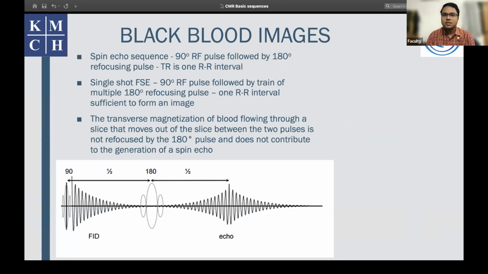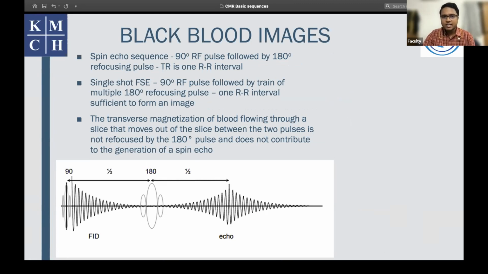Coming to the first set of sequences, the black blood images. Black blood images are nothing but routine spin echo sequences. So we saw what a spin echo sequence is. It consists of a 90-degree pulse, which is followed by a 180-degree refocusing pulse, which gives rise to an echo or signal.